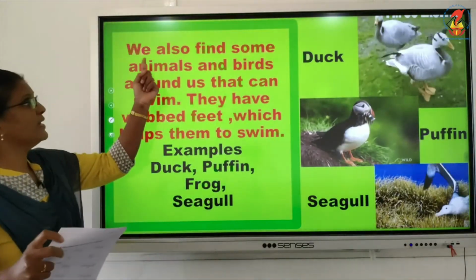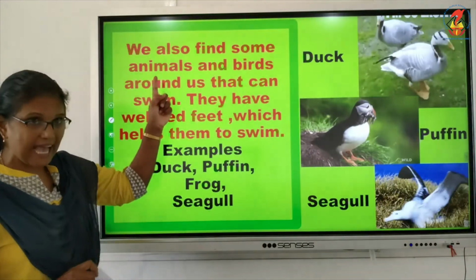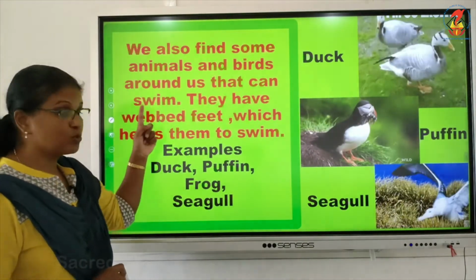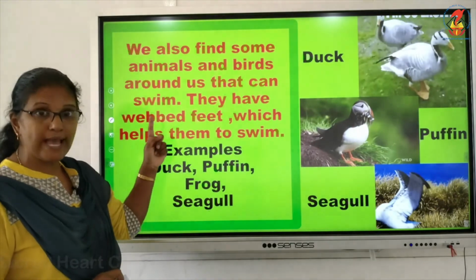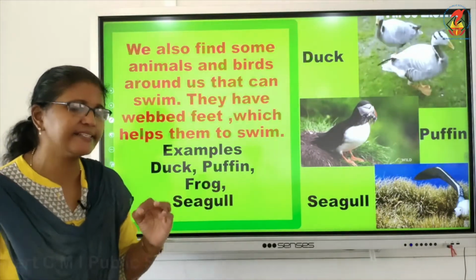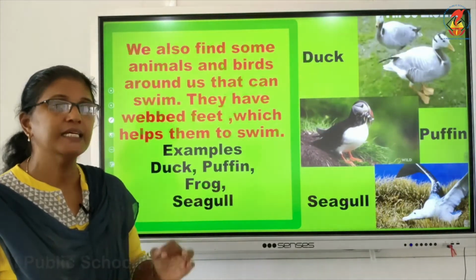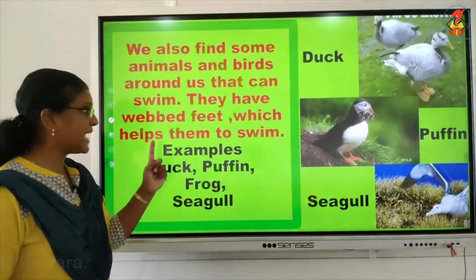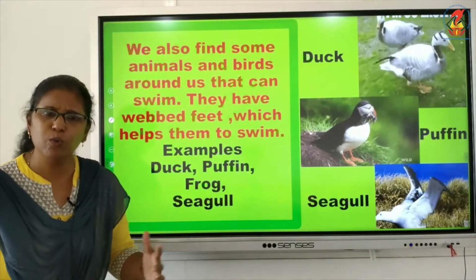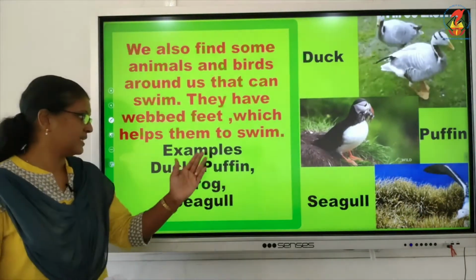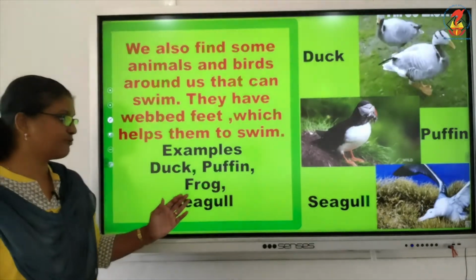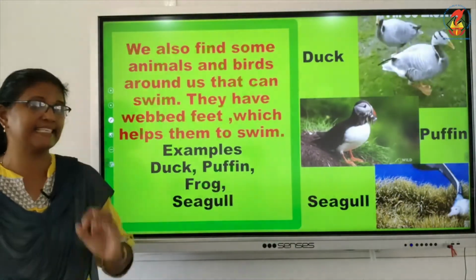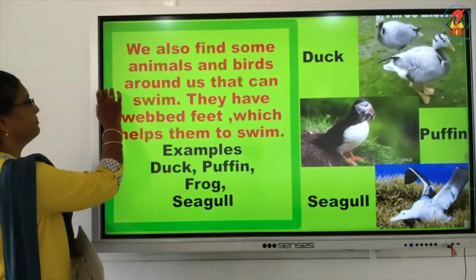So let's see. We also find some animals and birds around us that can swim. They have webbed feet. What is that called as? Webbed feet. Please repeat. Webbed feet. Right. Which helps them to swim. What are those examples? Like duck, puffin, frog, seagull. This puffin, it's a very, very excellent swimmer among the birds.